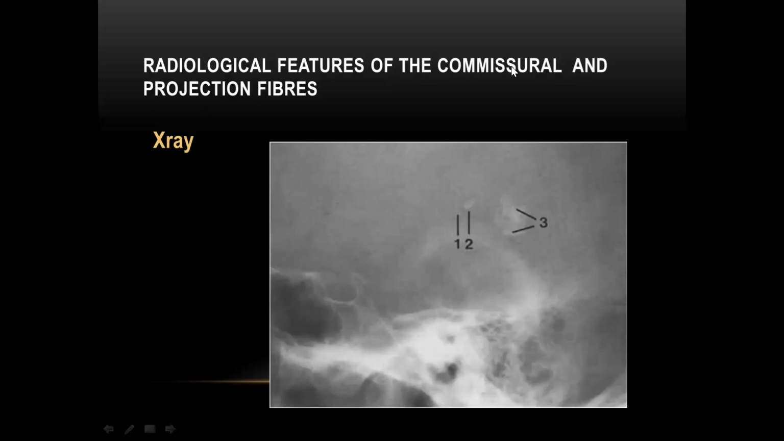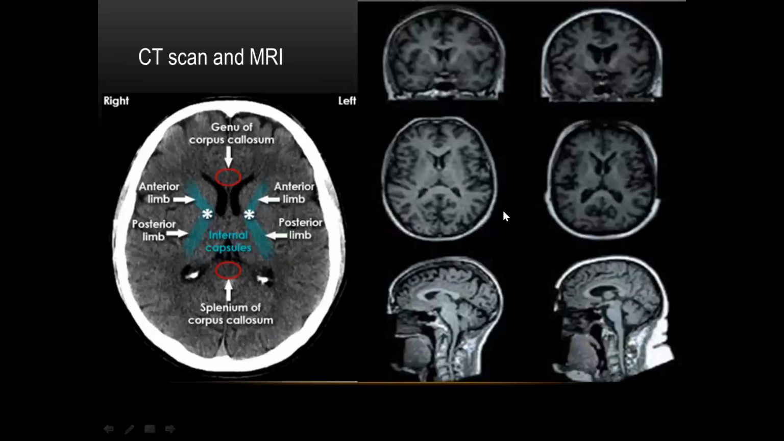Radiological features of the commissural and projection fibers. An X-ray is only used to see if there is a calcification, because the commissure, especially the habenular commissure, may calcify and may be seen on the plain X-ray. It may appear as a C-shaped calcification. CT and MRI show us more details about the fibers.